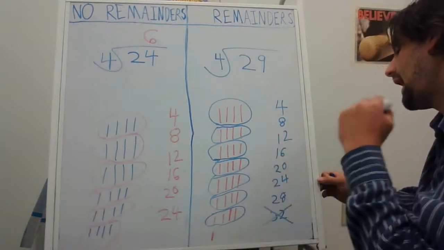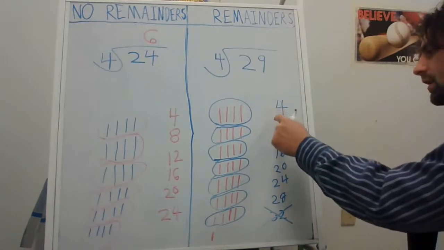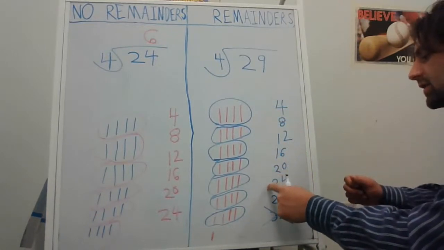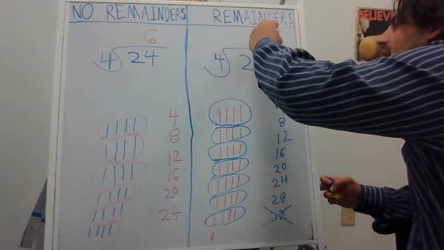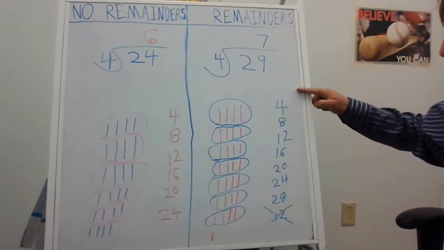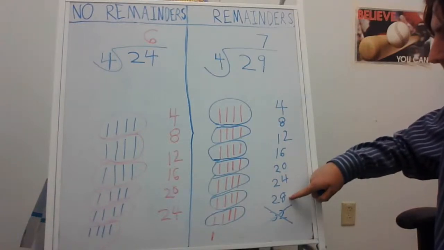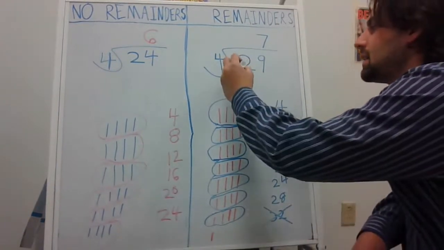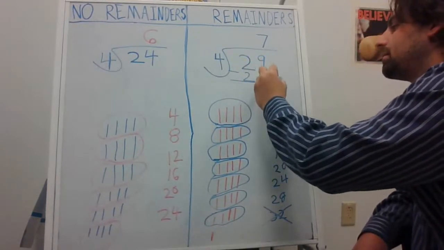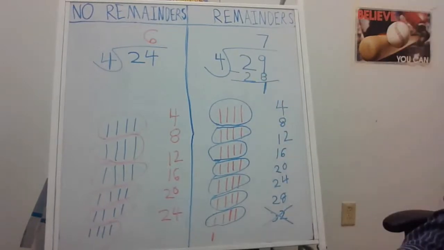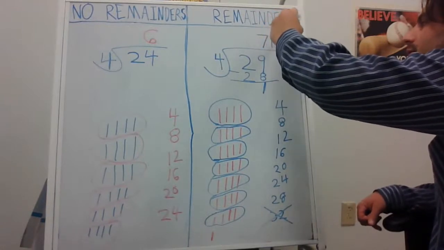So how many times did I count by 4 to get to 28 here? 1, 2, 3, 4, 5, 6, 7. So 4 goes into 29 7 times. And looking at the number I landed on, in my last group of 4, I was at 28. So 29 minus 28 equals 1. So our answer is 7 with a remainder of 1. The R stands for remainder.